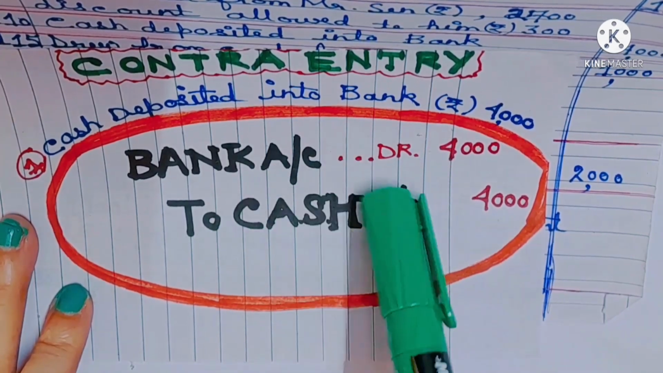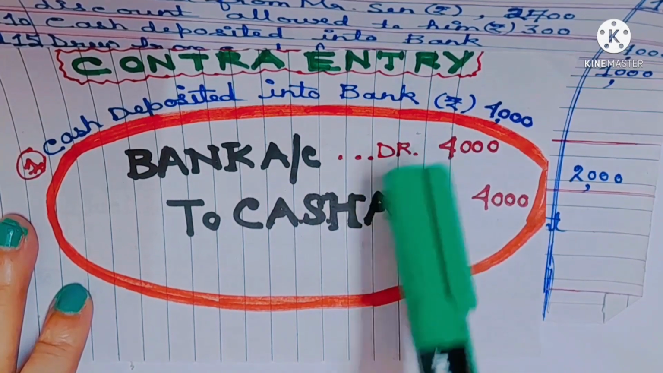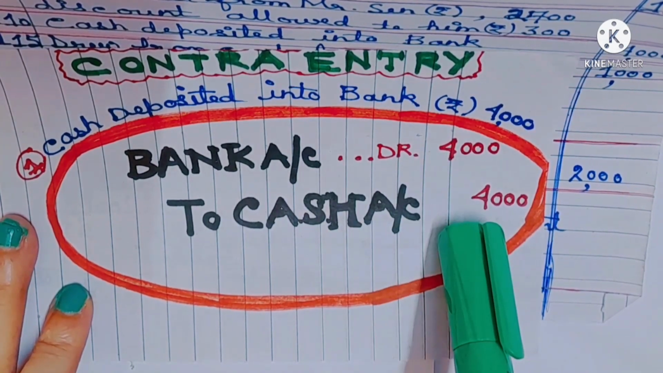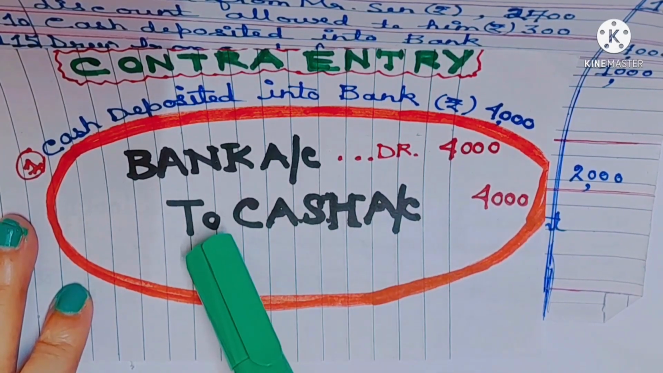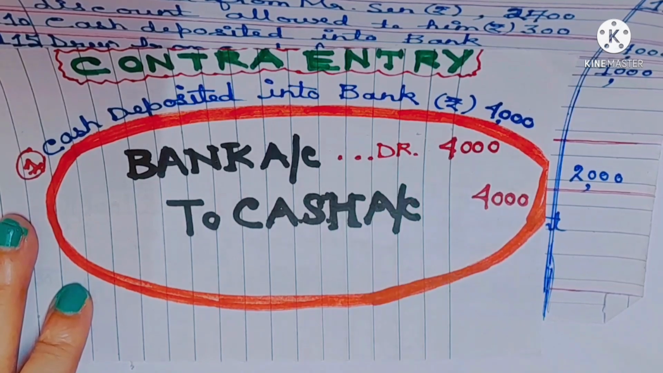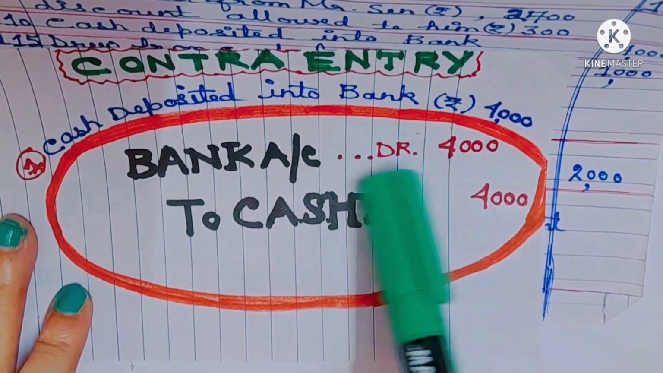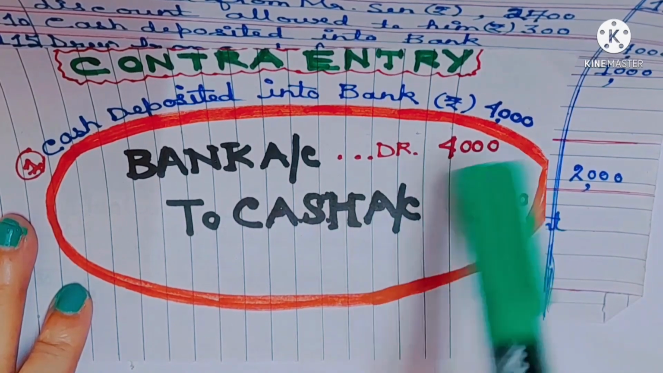What is the position of bank account? Since bank account is on the debit side, cash account will also be on the debit side. So we'll have to write To Cash Account in the cash book on the debit side in the bank column, 4,000. Why in the bank column? See, we are looking at the position of bank account. So we'll have to record in the bank column 4,000.